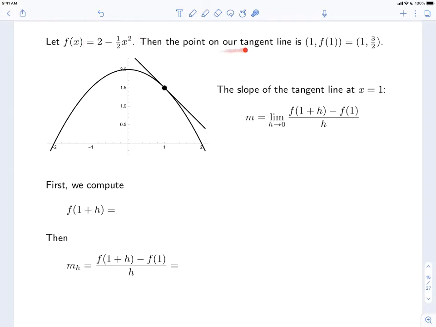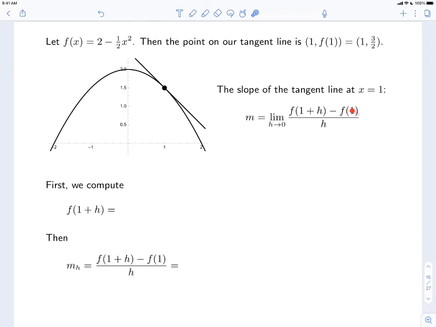So the point on the tangent line that we're interested in is the point with x-coordinate 1 and y-coordinate f of 1, 1 comma f of 1, which of course is 1 comma 3/2. So the slope of the tangent line at x equals 1 is given by this limit. m equals the limit as h goes to 0 of the difference of the y's divided by the difference of the x's. So that's f of 1 plus h minus f of 1, divided by h.